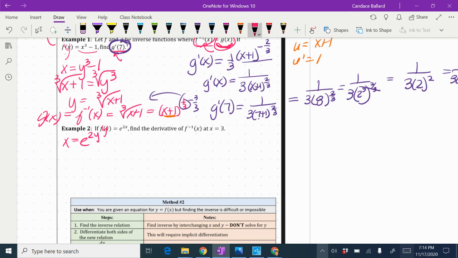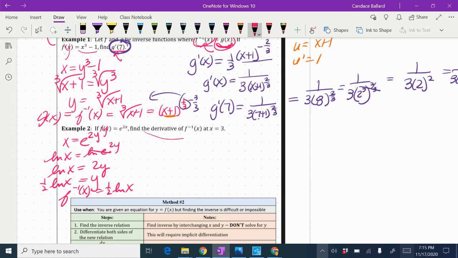We know that we get rid of an e by taking the natural log of both sides. So that would cancel there. So we get natural log of x equals 2y. To get the 2 to the other side, I either divide by it or I multiply by 1/2. Remember, if it starts in function notation, it ends in function notation. So f inverse of x equals 1/2 natural log of x.